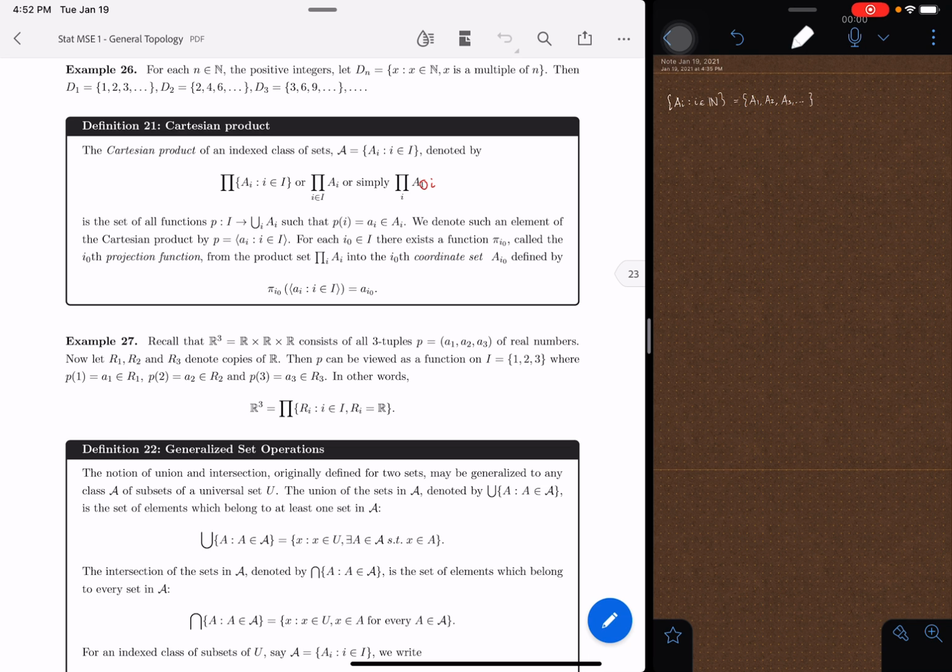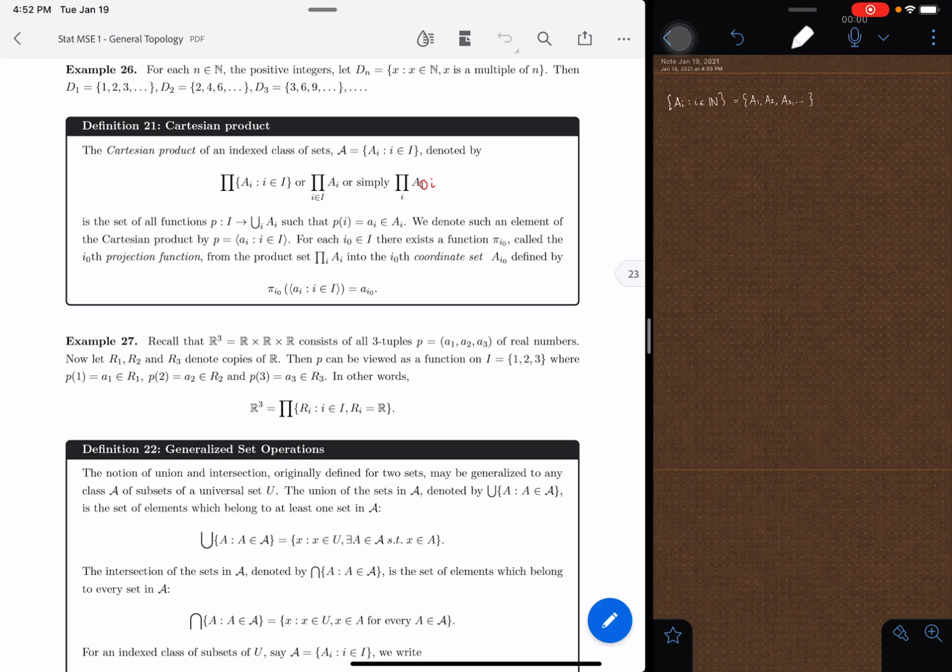Okay. So for each i sub 0 in capital I, there exists a function pi sub i sub 0 called the i sub 0 projection function, from the product set pi of A sub i into the i sub 0th coordinate set, given by pi sub i sub 0 of a sub i for i in capital I is equal to A sub i sub 0.